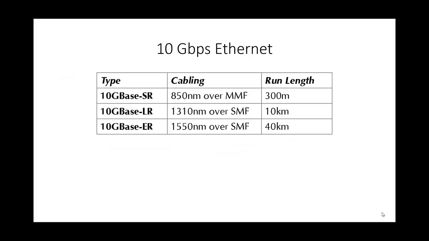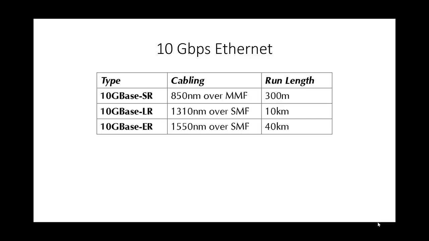10 Gigabit Ethernet is defined by 802.3ae. It is used for interconnecting infrastructure devices primarily. There are 3 main cabling specifications: SR standing for short wave, LR for long wave, and ER for extra long wave. They are shown together on the screen with their maximum run lengths.